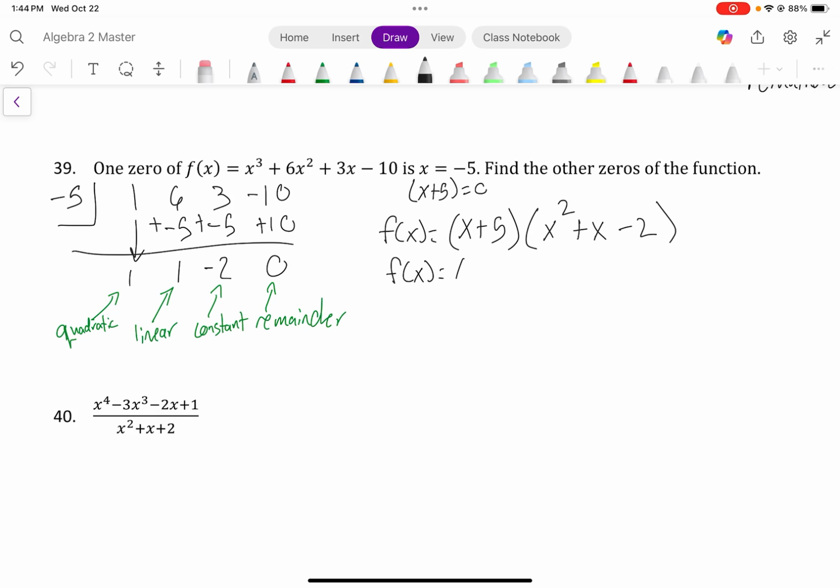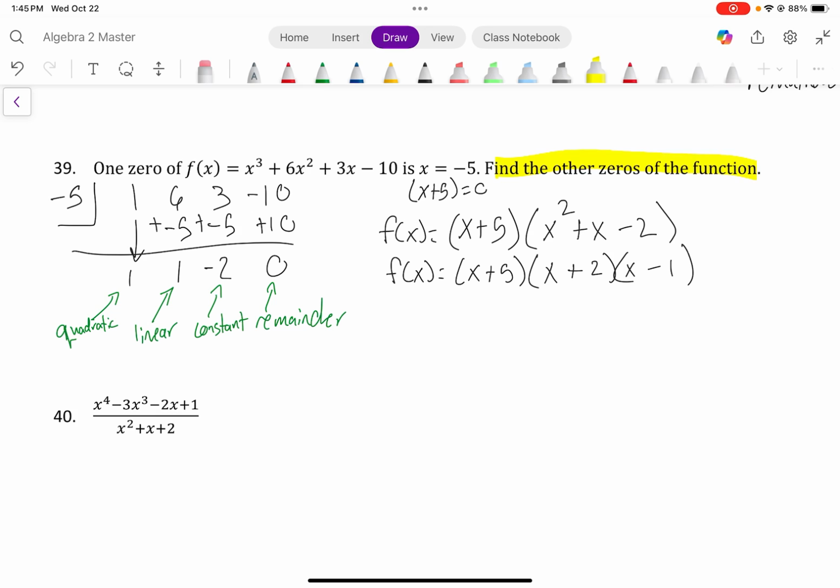f of x can be simplified a little bit further with my factoring process. x times x is x squared. 2 times 1 is 2. To make it a -2, one of them has to be negative. But when added together, they're going to have to be a positive. So I'm going to have +2 and a -1.